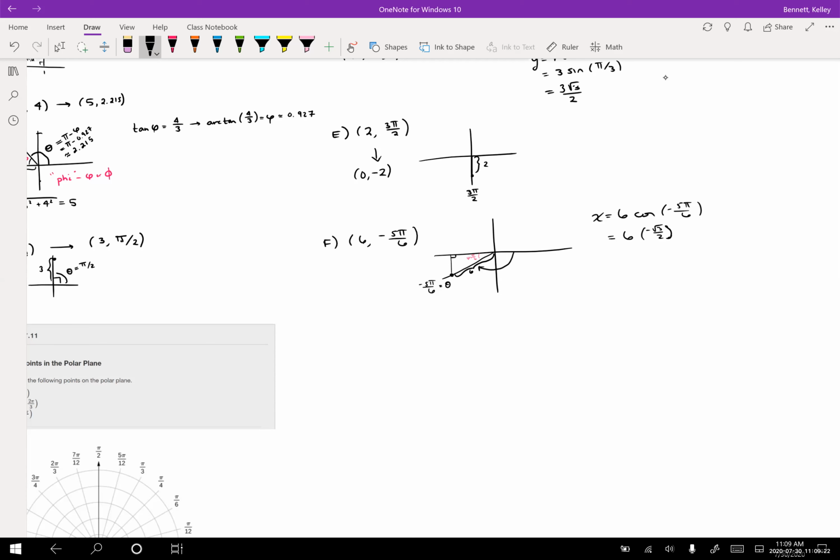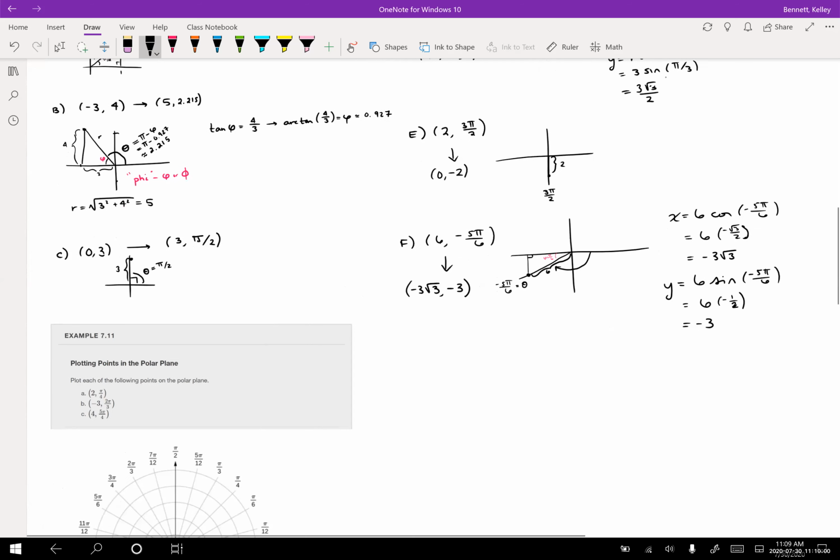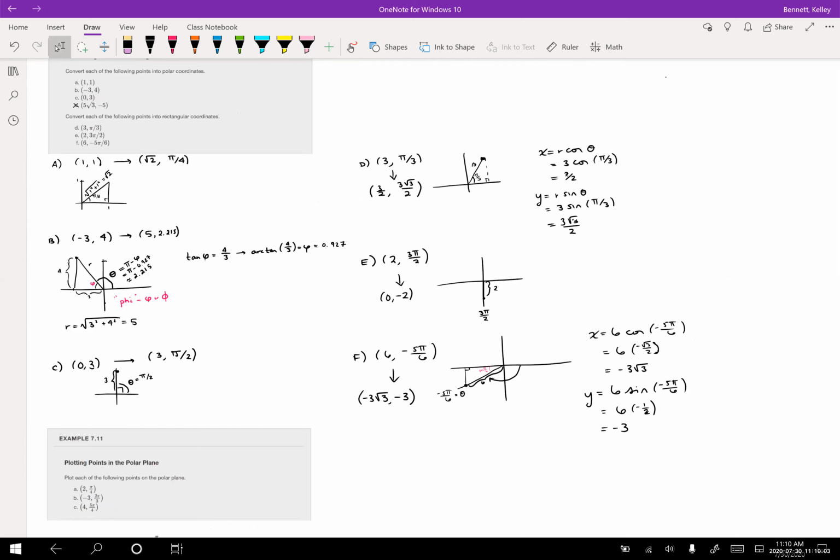So I get negative 3 root 3. So far so good, because I definitely wanted a negative x value. I also want a negative y value. So I get 6 sine negative 5 pi over 6. And that will be negative 1/2 for sine, and so I get negative 3. And so this becomes negative 3 root 3, negative 3. All right, so that is converting points.